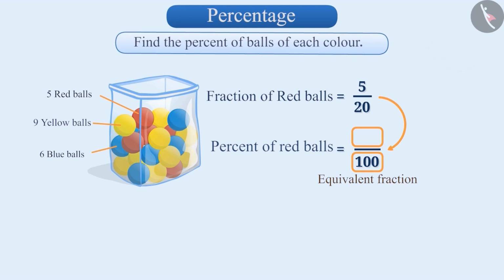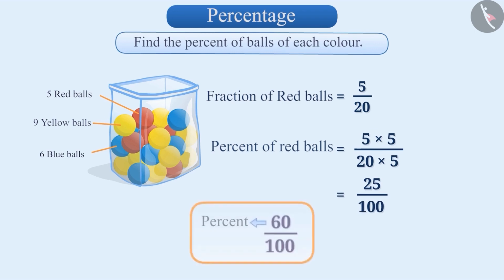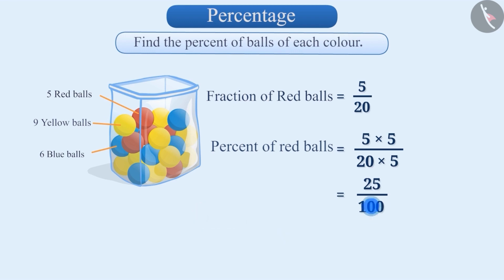Let me explain. We will multiply both the numerator and the denominator of 5 by 20 by 5. By doing this, we will get an equivalent fraction of 5 by 20, that is 25 by 100. Percent is the numerator of the fraction whose denominator is 100. In this fraction 25 by 100, the denominator is 100 and the numerator 25, so we will call it 25% and write it like this.